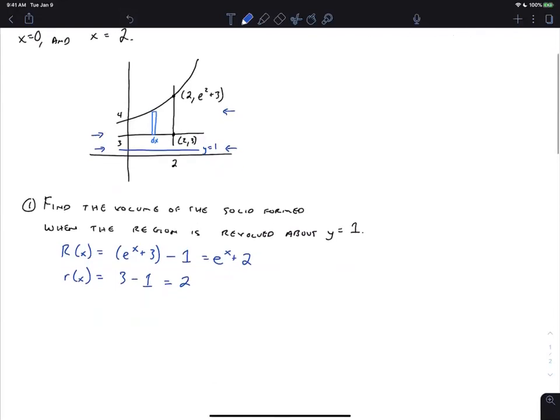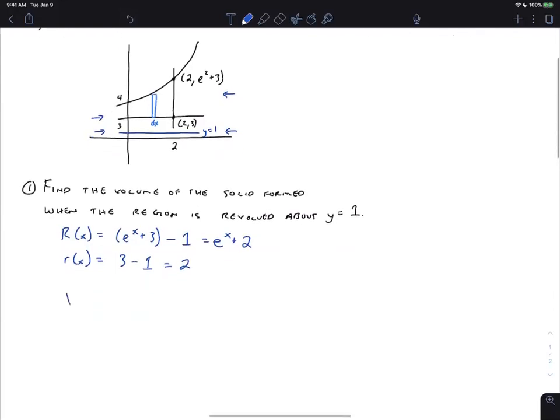All right, so then the volume is pi times the integral of big R squared minus little r squared. So e to the x plus 2 squared minus little r squared, 2 squared, times the thickness dx. And now we want to add those up for all of the x values in the region. We're using dx. So the smallest x value is 0 because that's the farthest to the left. The largest x value is 2. And so we're going to go from 0 to 2.